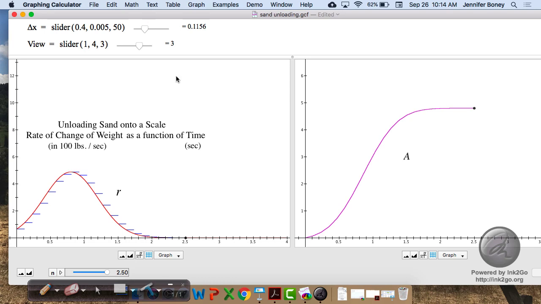You can see that this makes our approximate accumulation function look smoother. It's not smooth. It's still a bunch of line segments, but they're very short line segments now compared to what they were before. But you can also see it's the same general shape. As delta x changes from large to smaller, I have the same general shape of approximate accumulation. Now, this approximate rate function on the left, the blue steps, they're very short steps now, and they become hard to see when we make them very small.